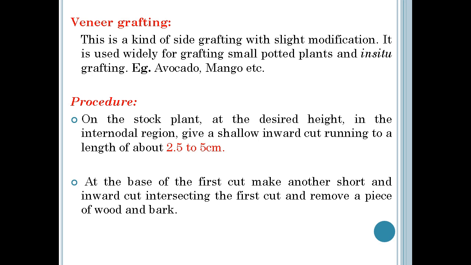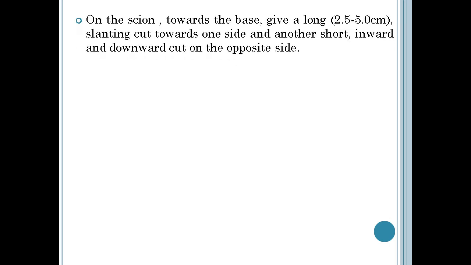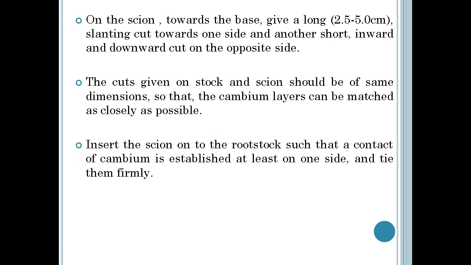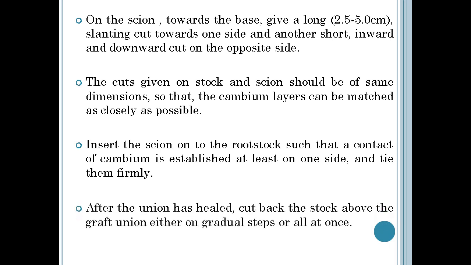On the scion, towards the base, give a long slanting cut towards one side and another short inward and downward cut on the opposite side. The cuts given on stalk and scion should be of the same dimensions so that the cambium layer can be matched as closely as possible. Insert the scion onto the rootstock such that a contact of the cambium is established at least on one side and tie them firmly.